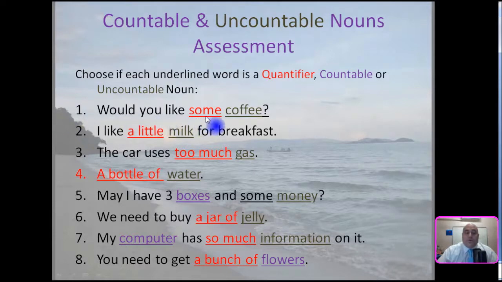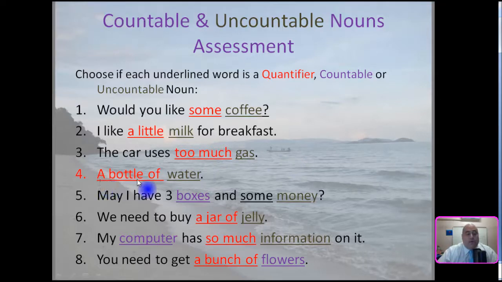Number 1, would you like some coffee? You can count a bag of coffee, a cup of coffee, but you cannot count coffee. Coffee is uncountable. Some is a quantifier. Number 2, I like a little milk for breakfast. Milk is a liquid. It's uncountable, but the quantifier is a little. Number 3, the car uses too much gas. Gas is uncountable. Too much is the quantifier.